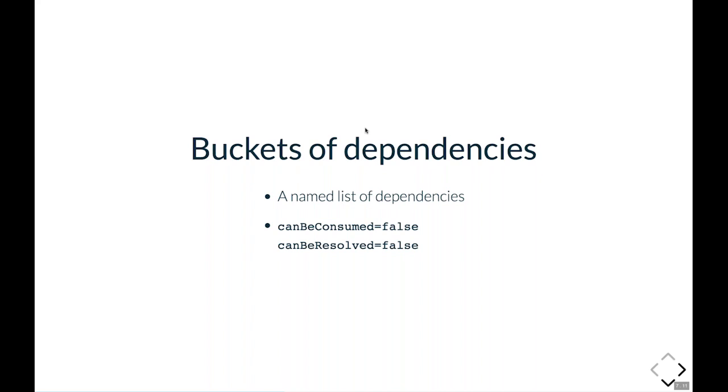Usually they carry the definition of can be consumed, can be resolved with false. For example, Cedric hinted at the compile configuration that you should no longer use. That's because compile sadly is or should be a bucket, but has both consumed and resolved attributes set to true for backwards compatible reasons.